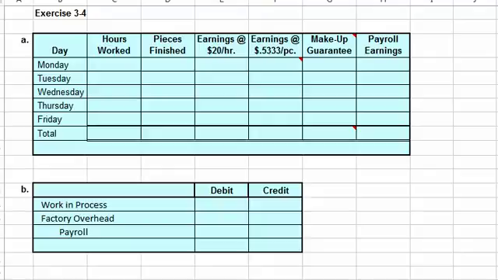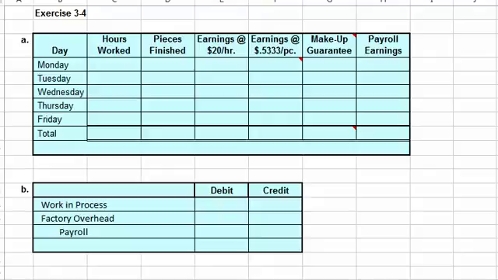But they're hoping that during the hours she spends in the factory each day, she's going to produce 300 units in her department. Probably not completing them by herself, but through her department. If she produces more than 300 units per day, she would receive an additional piece rate of 0.5333 cents per unit. Assume that her hours worked and pieces finished for the week ended were as follows.